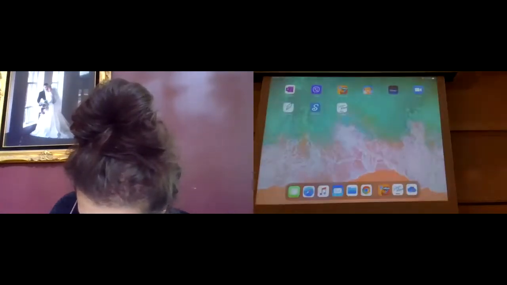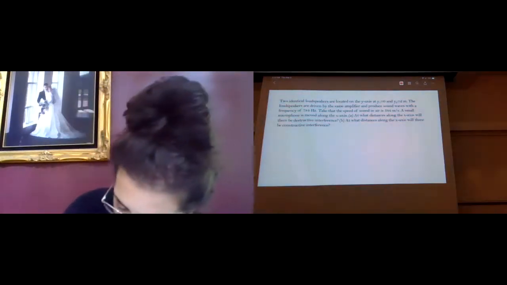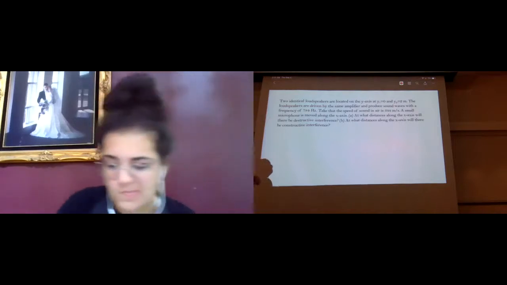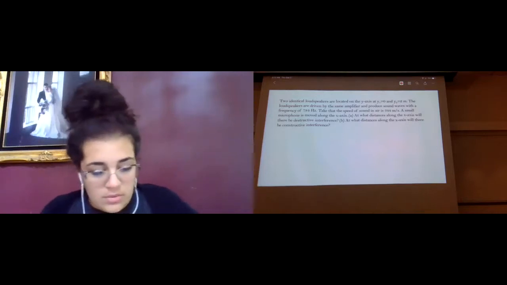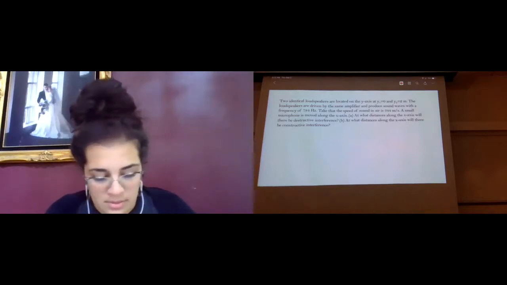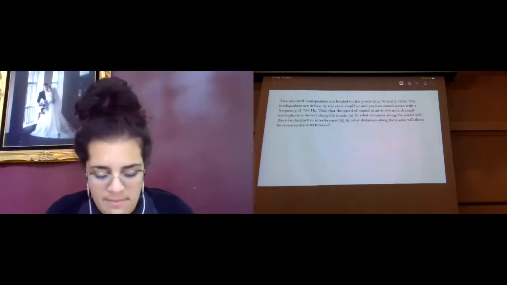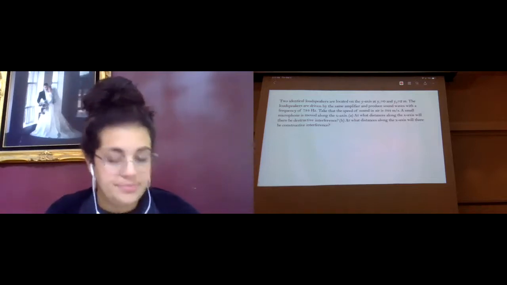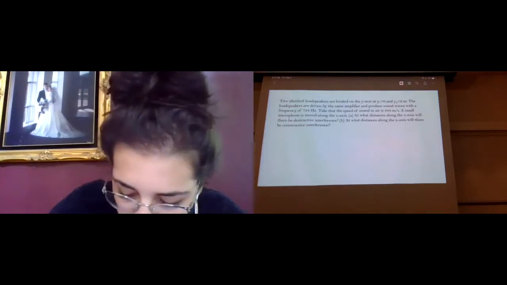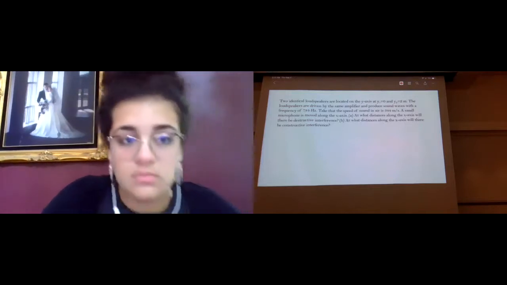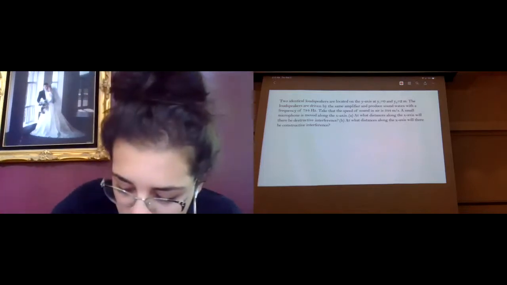This one's a little more complicated. So this says we have 2 identical loudspeakers located on the y-axis, where one is at the origin, the other one is 2 meters above it on the y-axis. The loudspeakers are driven by the same amplifier and produce sound waves with a frequency of 784 hertz. Okay? And they're going to be in phase with each other. Let's take the speed of sound in air to be 344 meters per second in this case.